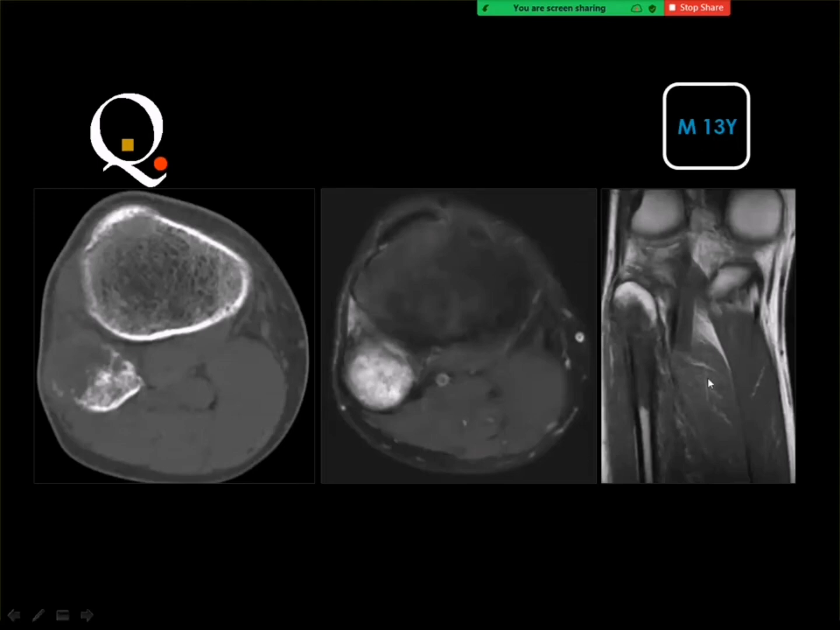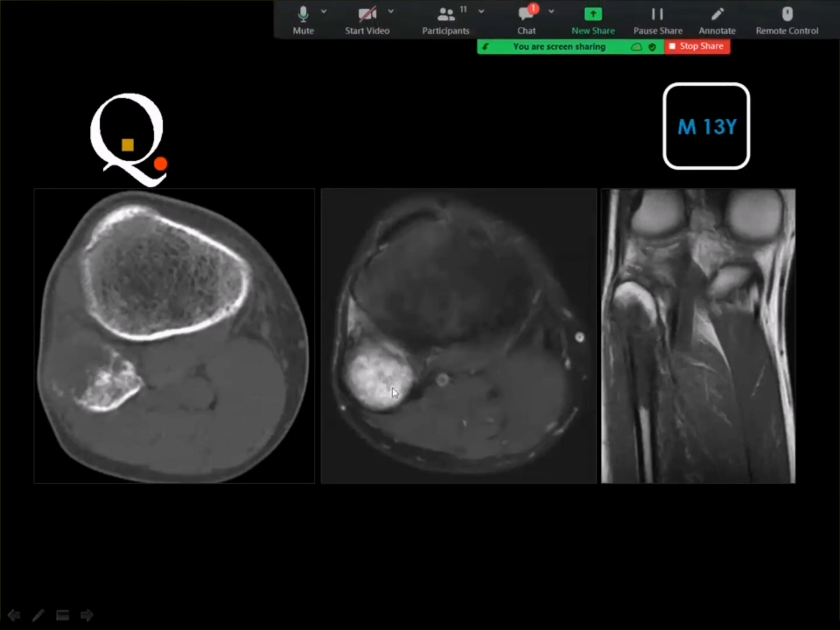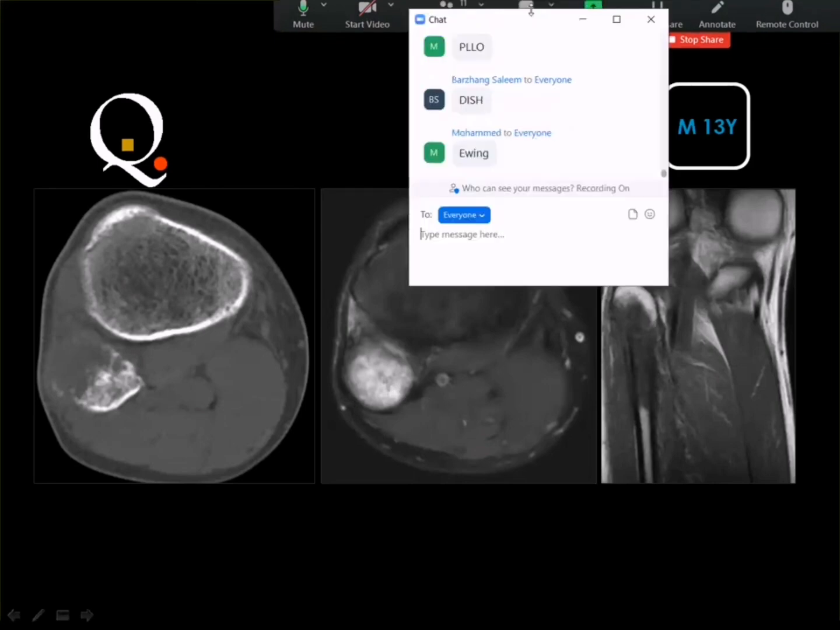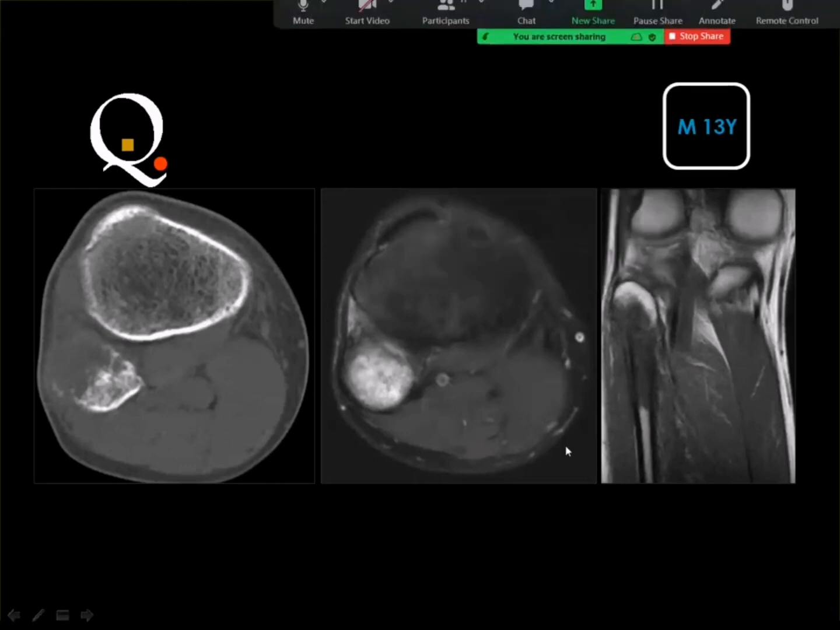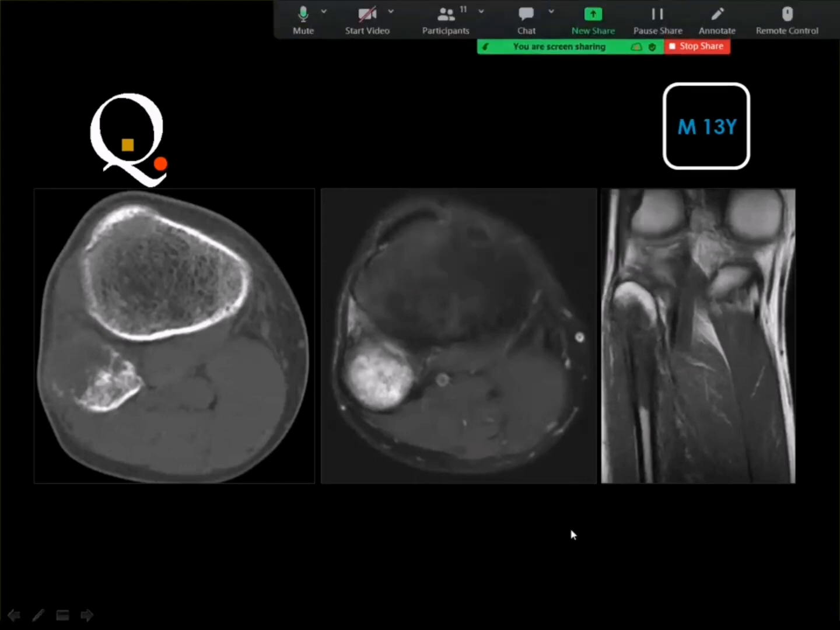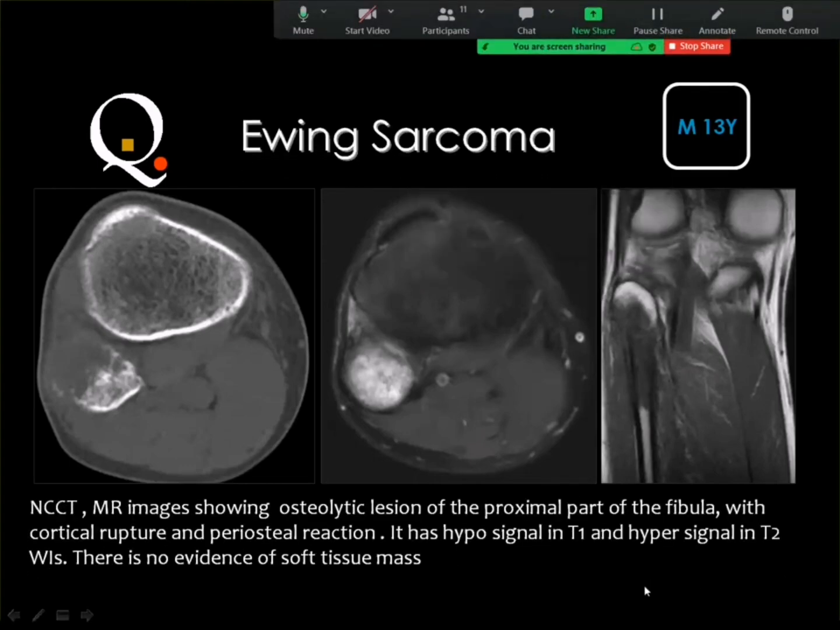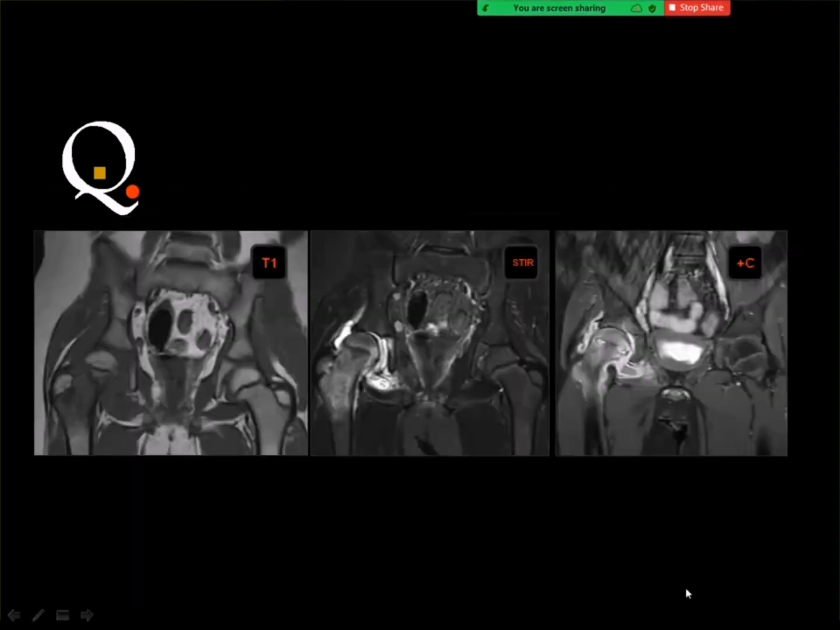Male, 13 years old, with a lesion in the fibula. This is a destructive lesion in the fibula by CT and high signal in the T2 fat-suppressed and low signal in the T1. This is Ewing sarcoma, right? The answer is right. Destructive lesion representing Ewing sarcoma.